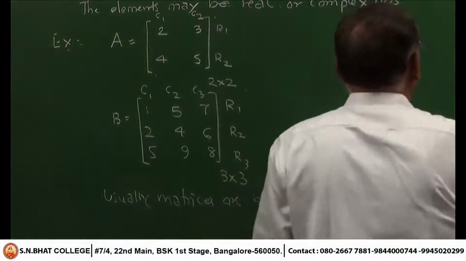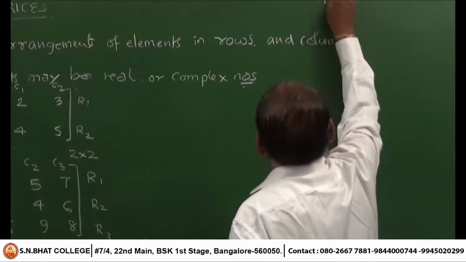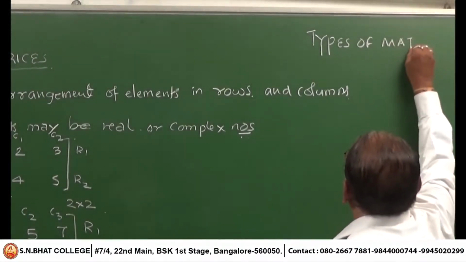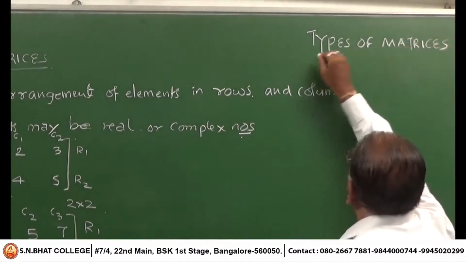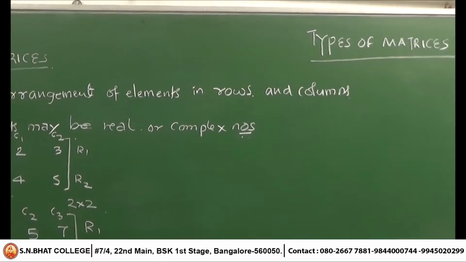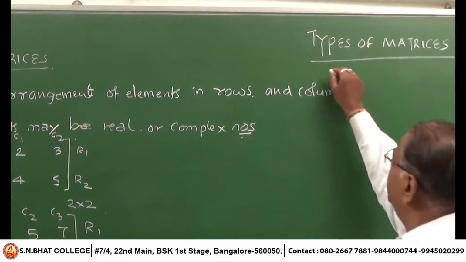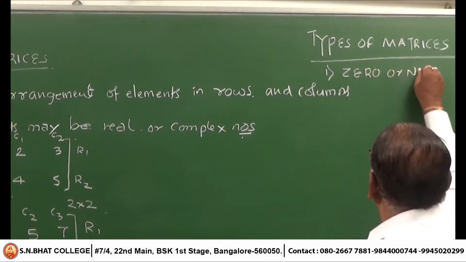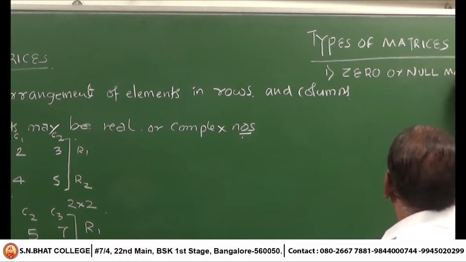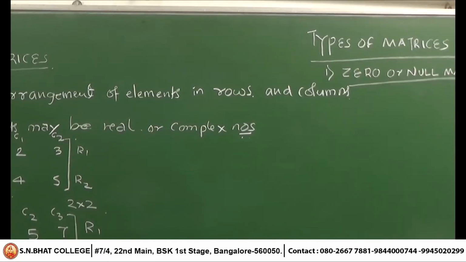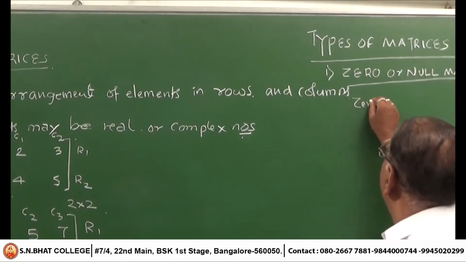Next side heading is types of matrices. First one is the zero matrix, or null matrix.